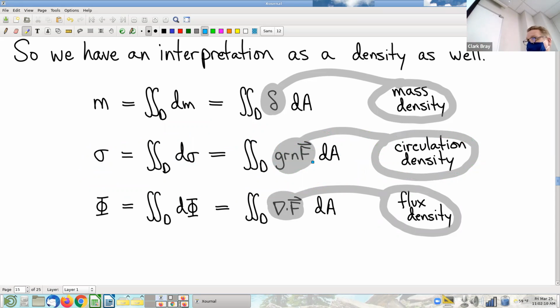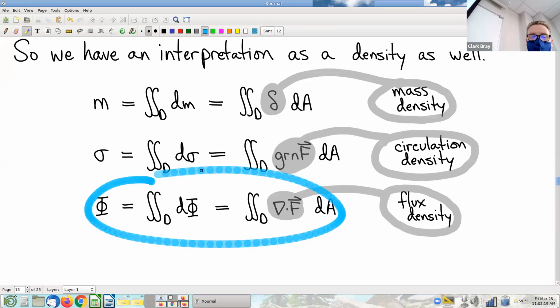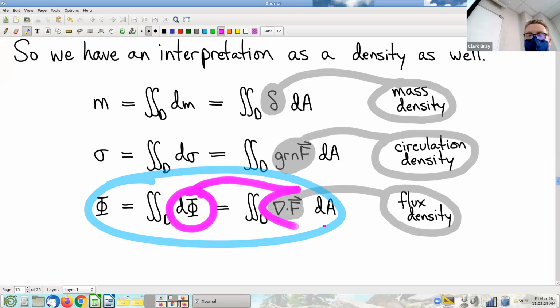And then same story here. And again, I like to write them in sequence here so you can see the analogy. It's the same thing. Here, flux is an accumulating quantity. Little bits of flux relate to little bits of area like this. In other words, divergence is what gives you flux per unit area. Divergence, therefore, is flux density.